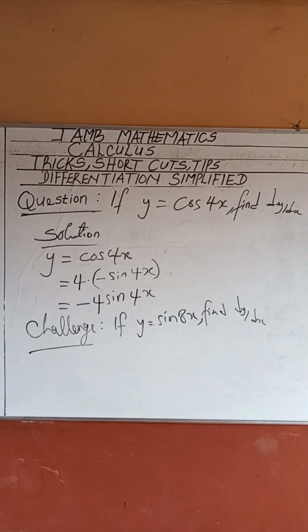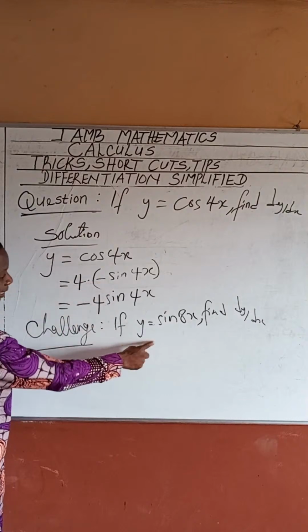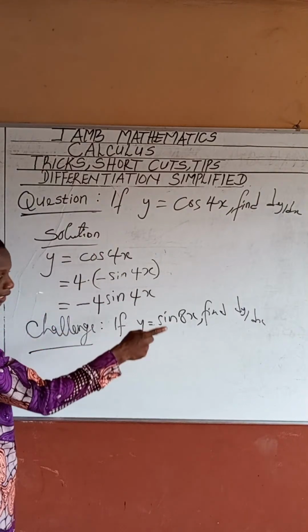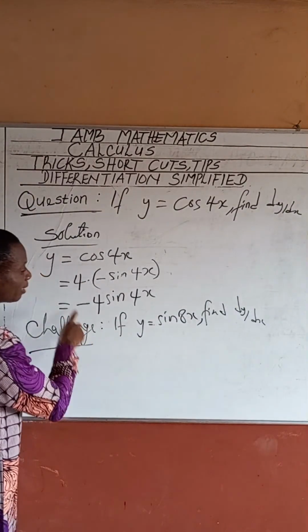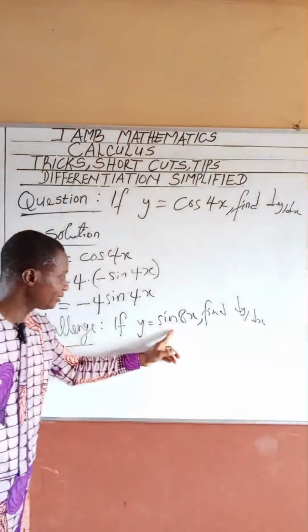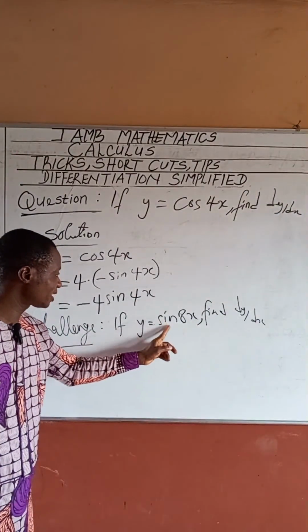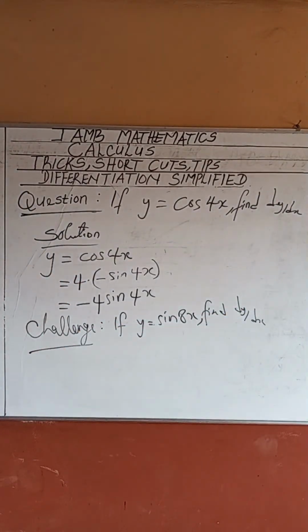So this is very simple. It's like this, but you know something will happen. In this case, there will be no minus. When you are transforming, there will be no minus, just like I said initially. Just use this pattern and solve without wasting much time. If y equals sine 8x, find dy dx. So what should this be at the end of the day?